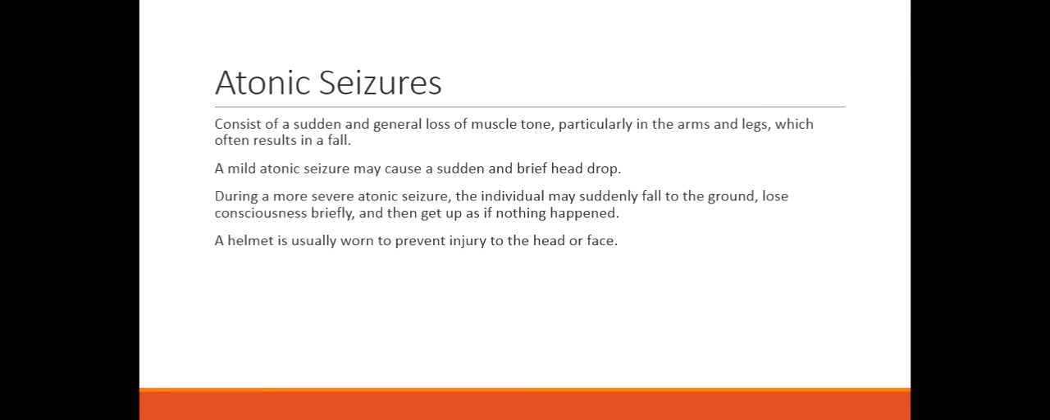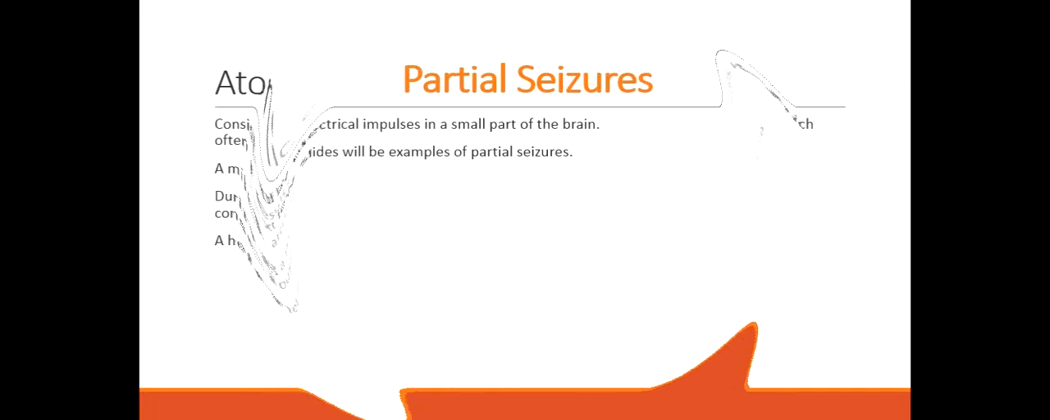Atonic seizures. Atonic seizures consist of a sudden and general loss of muscle tone, particularly in the arms and legs, which often results in a fall. A mild atonic seizure may cause a sudden and brief head drop. During a more severe atonic seizure, the individual may suddenly fall to the ground, lose consciousness briefly, and then get up as if nothing happened. A helmet is usually worn to prevent injury to the head or face.